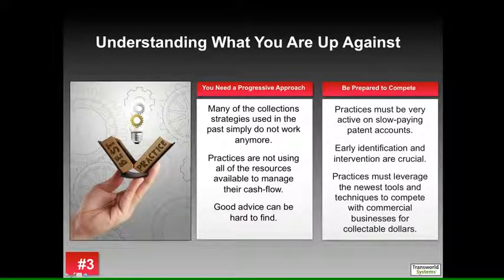So the third thing is you've got to be prepared to compete. Practices must be very active on slow-paying patient accounts. It's very important that you think of it as competition. Remember, you're one of 12 people that they owe money to. You're one of 12. So how are you going to pull yourself up? How are you going to get to be something other than a very low priority? Early identification, early intervention, those are crucial. Practices must leverage all these new tools and techniques to compete with commercial businesses for collectible dollars. Right? There's only a certain amount of money that people are going to be able to pay. That includes your patients, and you've got to be in there and ready to compete with all the other folks they owe money to.